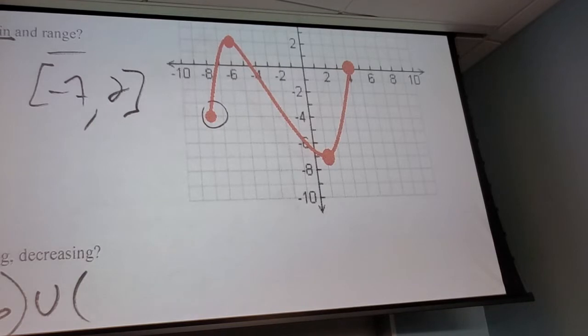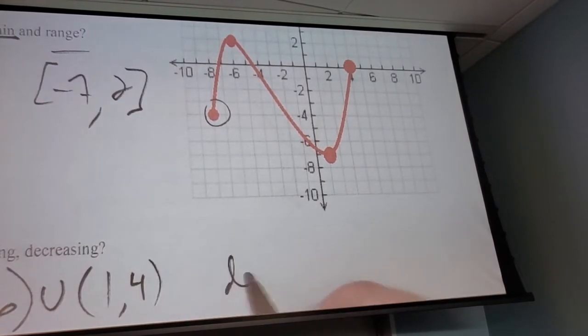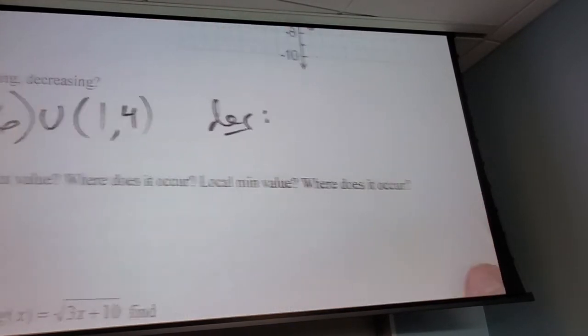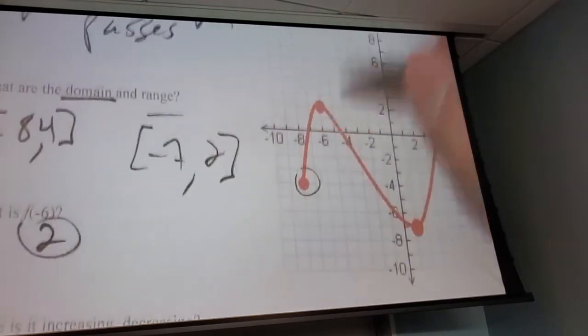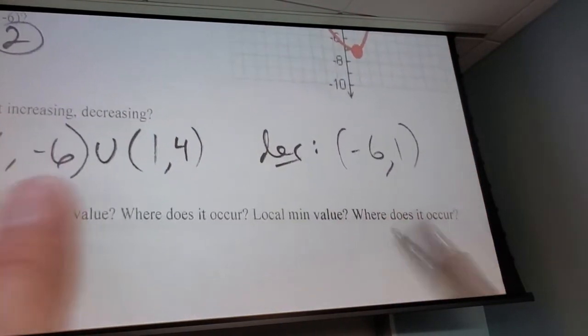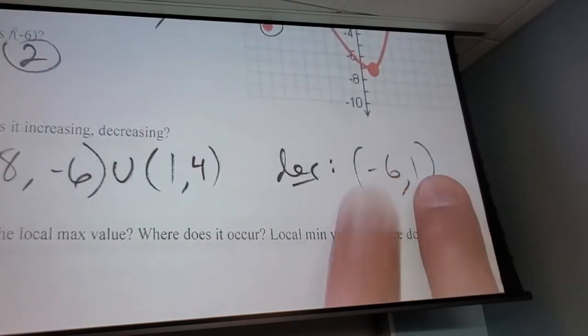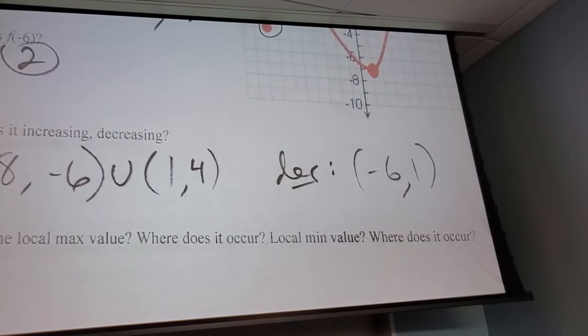It's that simple, but it's a matter of when to look which way. So this will be 1 to 4. Okay. Where is it decreasing? From negative 6 to 1. And it kind of makes sense. Notice what this leaves out. Negative 6 to 1 must be where it was decreasing because it wasn't increasing.